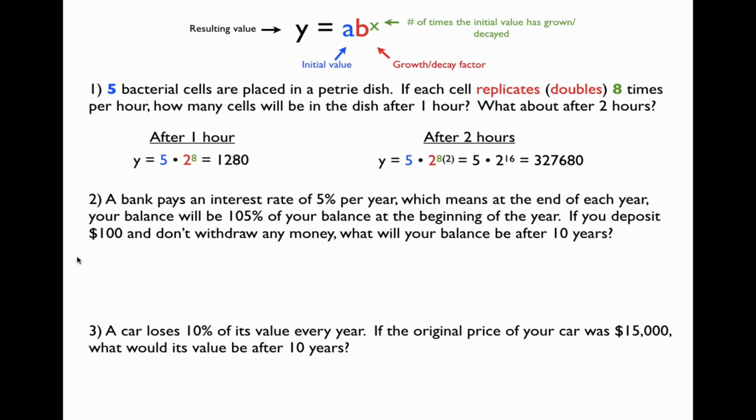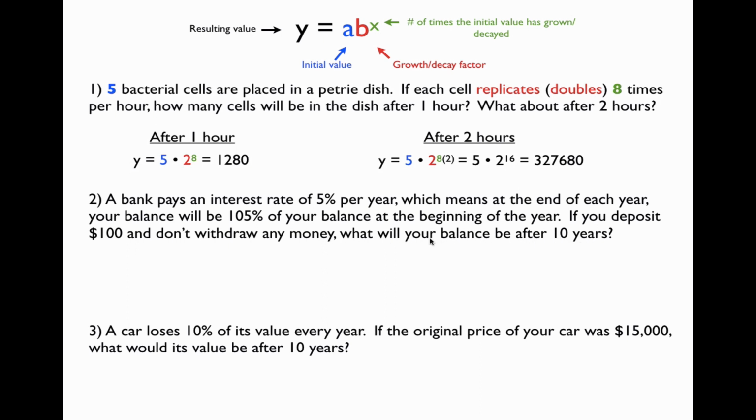All right, there was some extra information in number 2. You might have noticed that. So let's read through it. A bank pays an interest rate of 5% per year, which means at the end of the year, your balance will be 105% of your balance at the beginning of the year. If you deposit $100 and don't withdraw any money, what will your balance be after 10 years?